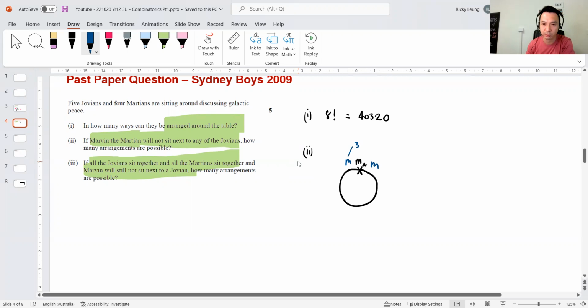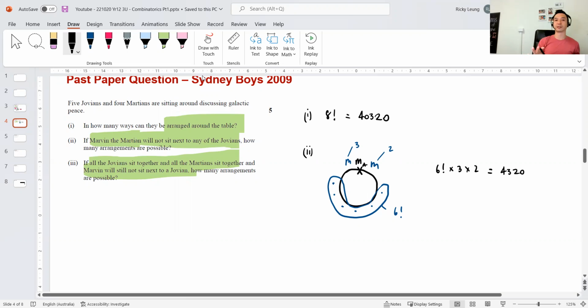And once I place one, there are 2 choices to place on this side. And there are 1, 2, 3, 4, 5, 6, of which 5 of them are Jovians and 1 Martian, 6 factorial for the other remaining ones. So in this case, the answer is 6 times 3 times 2, right? Which I believe would be 4320. Hope that's okay. Does that make sense? So place the 2 Martians on either side, right? 3 choices here, 2 choices there, 6 factorial for the remainder.